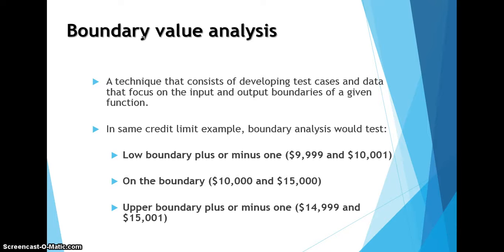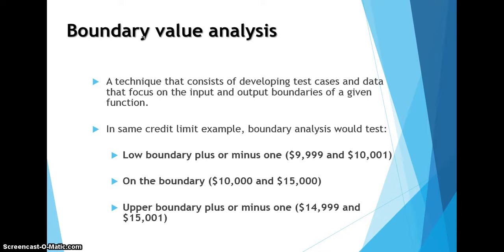So you have 9,999, 10,000 and 10,001, right? Exactly on the boundary, which is 10,000 and 15,000, and the upper boundary plus and minus 1, which is 14,999 and 15,001. So this is a technique which focuses on the input and output boundaries of the given function which you're talking about. So you first create equivalence partitions, and when you have created the classes, any set of data you pick from within the classes, the result is the same.